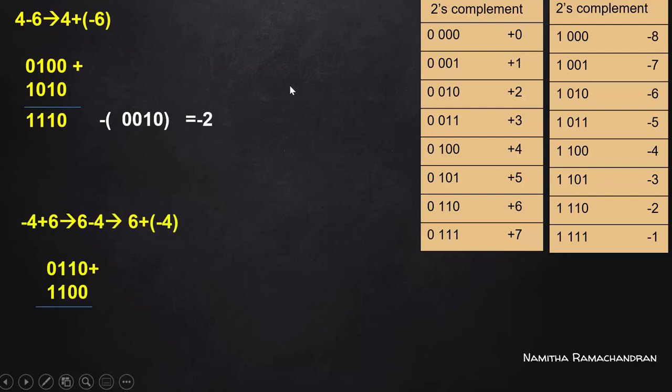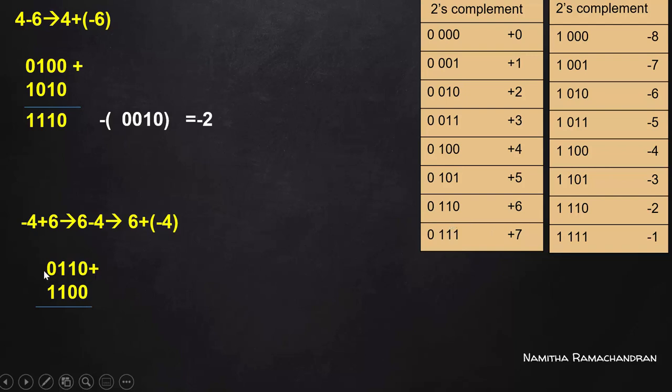Consider another example, minus 4 plus 6. This is the case of 6 minus 4, right? So we can represent it like this, 6 plus minus 4. 6 is this.